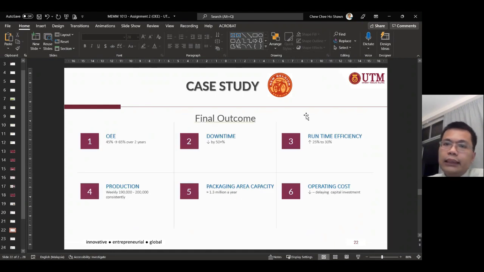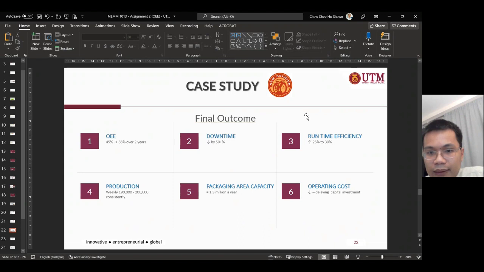So in the final outcome, after implementations, the OEE goes from 45% to 65% over 2 years. And then the downtime is reduced by 50+%. And then the runtime efficiency is going up at least 25 to 30%. And the production can reach 190,000 to 200,000 weekly, consistently. Just now we mentioned that it only reached 150,000. Now it increases by at least nearly 30%.